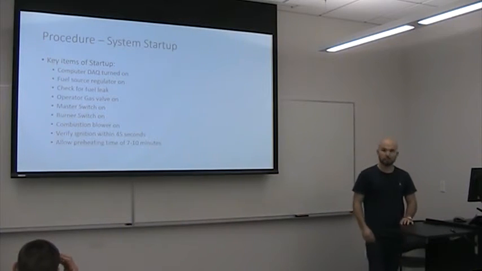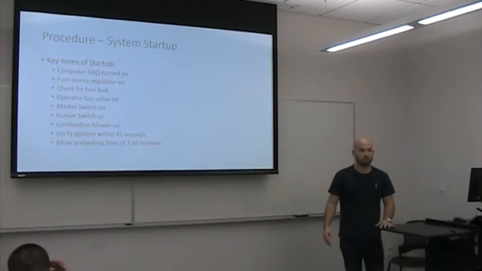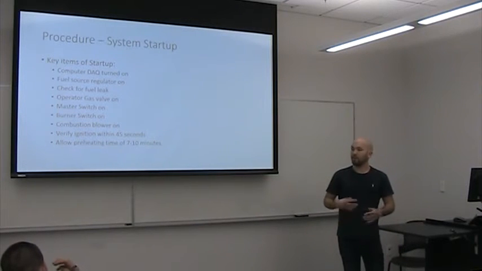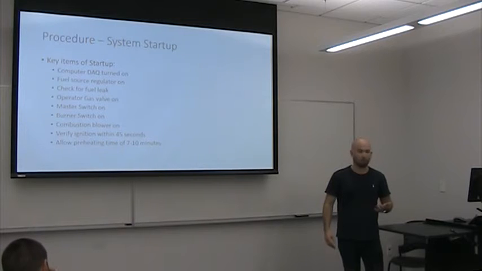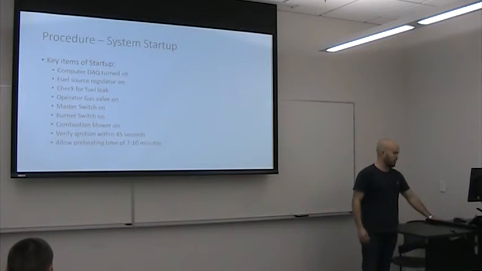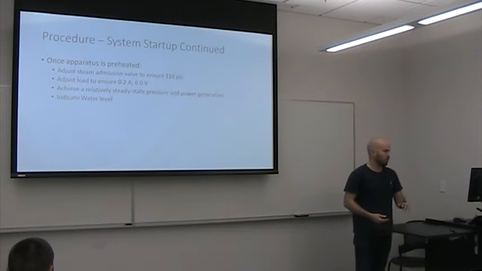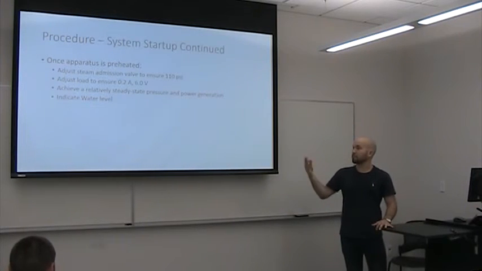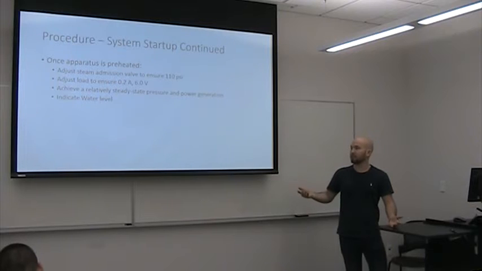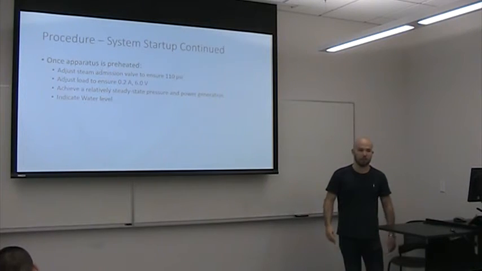Continuing, we also need to make sure that the computer is turned on, that the fuel source is turned on, that all these other switches are on, and that the combustion blower comes on within 45 seconds. We need to preheat the system about 7 to 10 minutes and then drain the condenser again. Furthermore, we have to make sure the temperature in the boiler reaches about 175 degrees Celsius, and then we reach about 110 psi in the system.